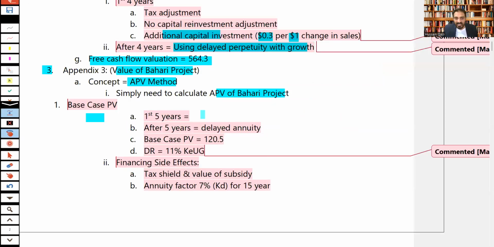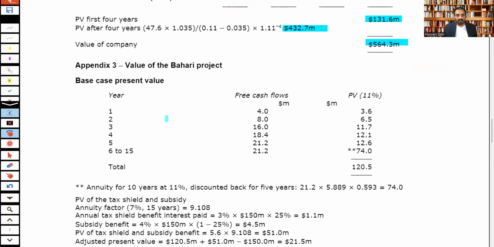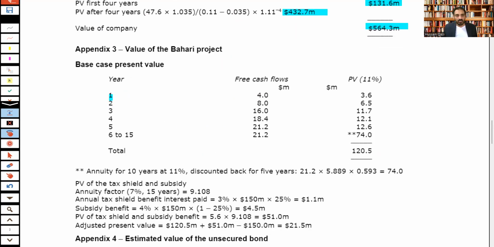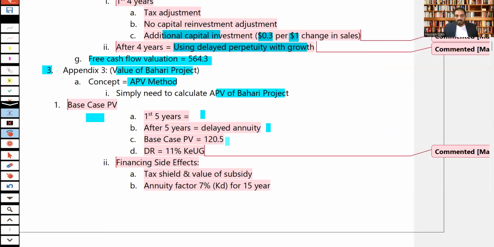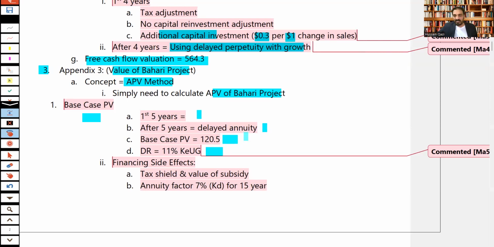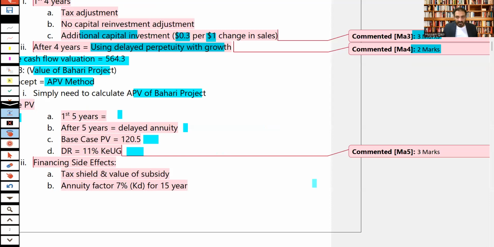So the first 5 years, then after 5 years a delayed annuity. First 5 years are 1, 2, 3, 4, 5, and then 6 to 15. Apply the annuity. Simple. So the base case NPV you have identified is 120.5. The discount rate is the same 11% as mentioned in the requirement. For this working you will get 3 marks.